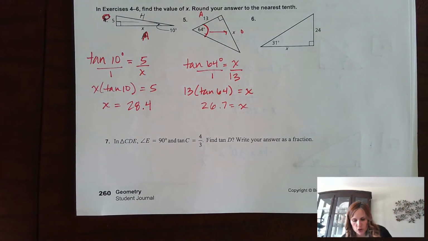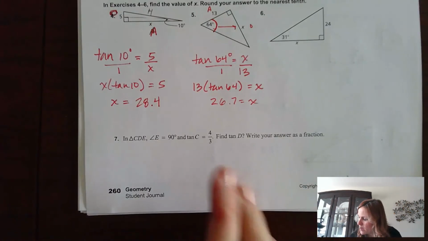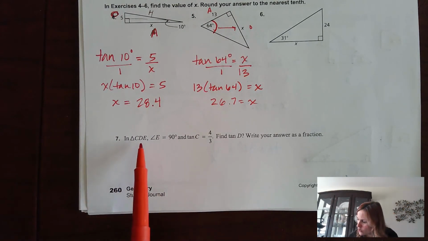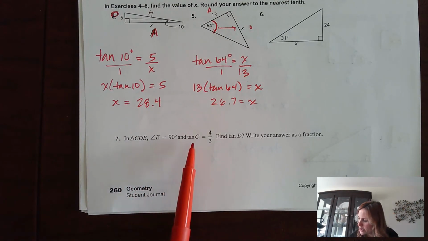All right, I'm going to let you guys try number 6, and we'll come back to that at the end. All right, last one is number 7. It says in the triangle CDE, E is 90 degrees, and tangent of C is 4/3.